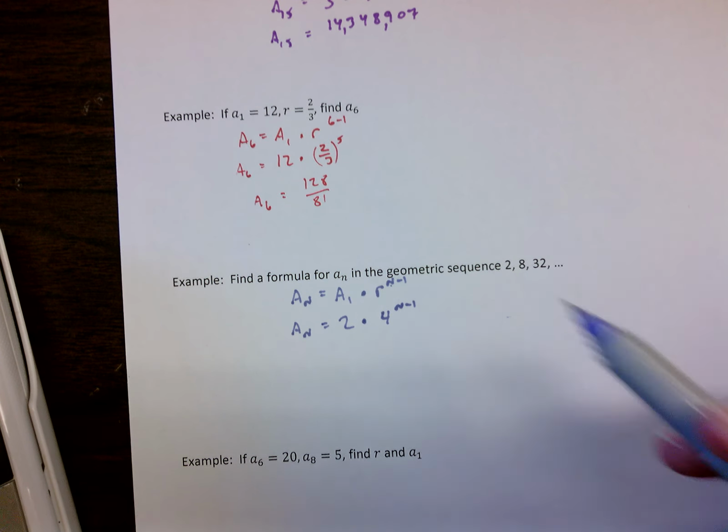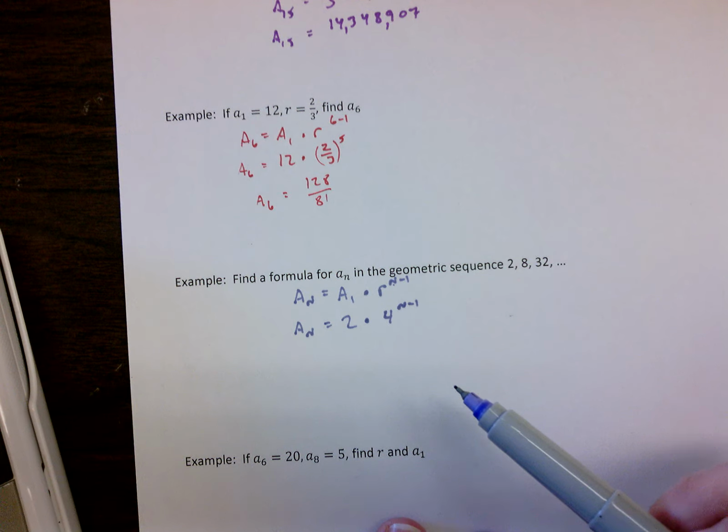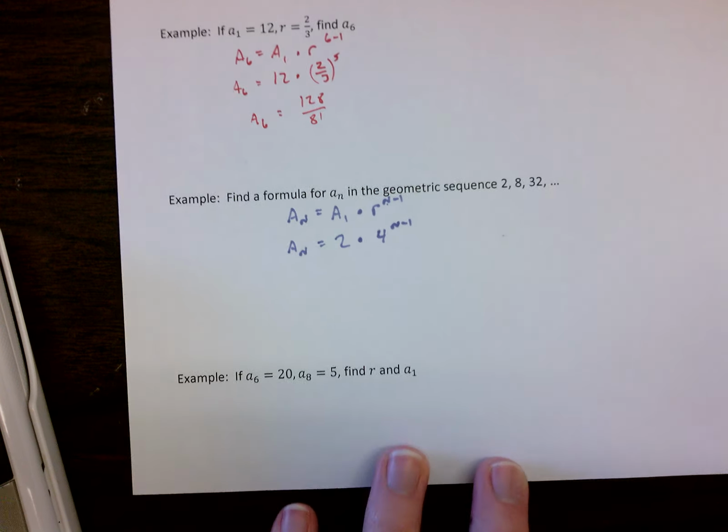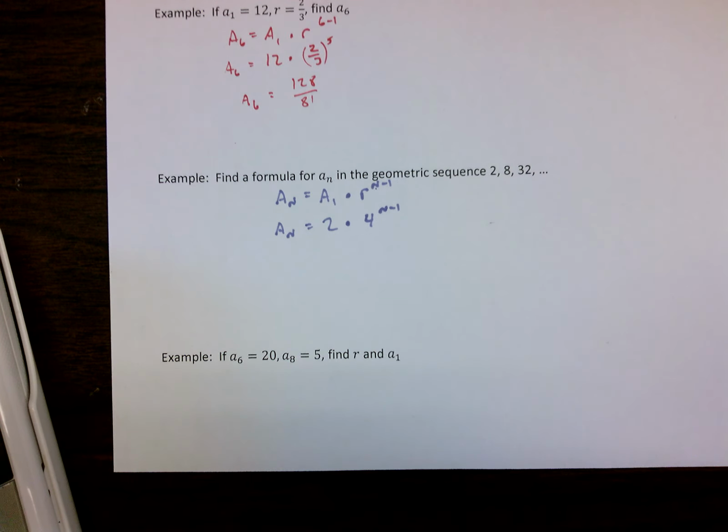Okay, so that's how you write a rule. So you can kind of see, I honestly sometimes feel like the geometric ones are a little bit simpler. You get bigger numbers, but they tend to just, I don't know, sometimes be a little bit easier.